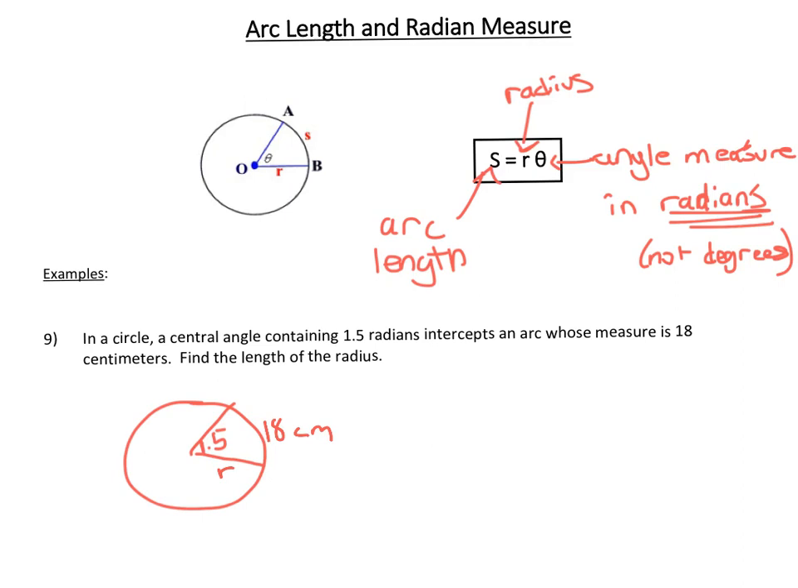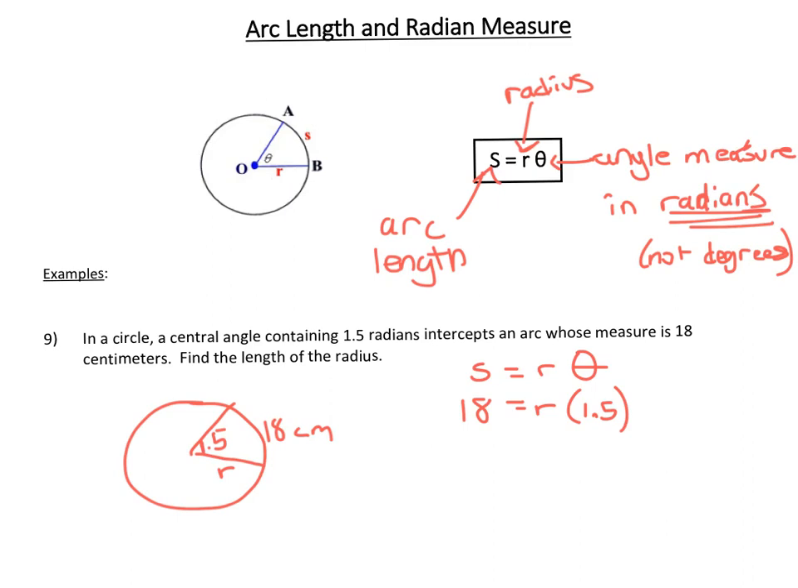Okay, so let's just use our formula. S equals R times theta. Okay, so for S, I'm going to plug in 18. R is what we're looking for. And in place of the theta, the angle measure is 1.5 radians. And remember, we want it to be in radians. If it's not in radians, you have to convert it. If it's in degrees, you have to convert it to radians.